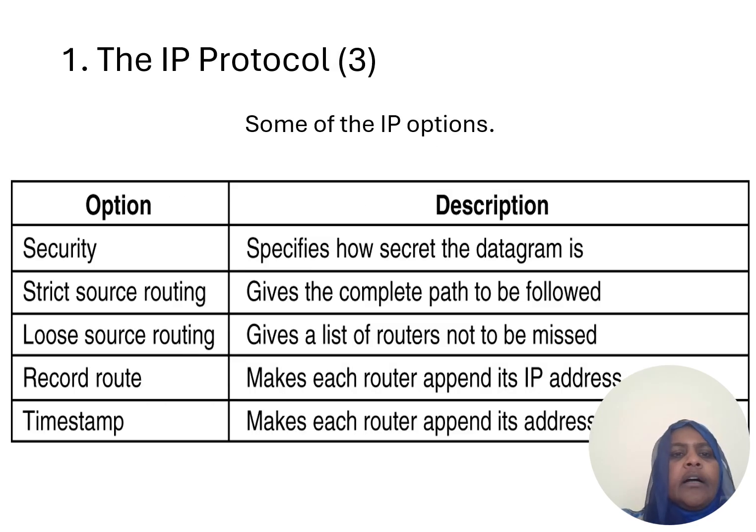Options: here are some options. Security will specify how secure the datagram is. Strict source routing gives a complete path to be followed from source to destination. Loose source routing gives a set of routers that cannot be missed. Record route is for each router on the route to append its IP address. Timestamp is appending the IP address along with the timestamp.